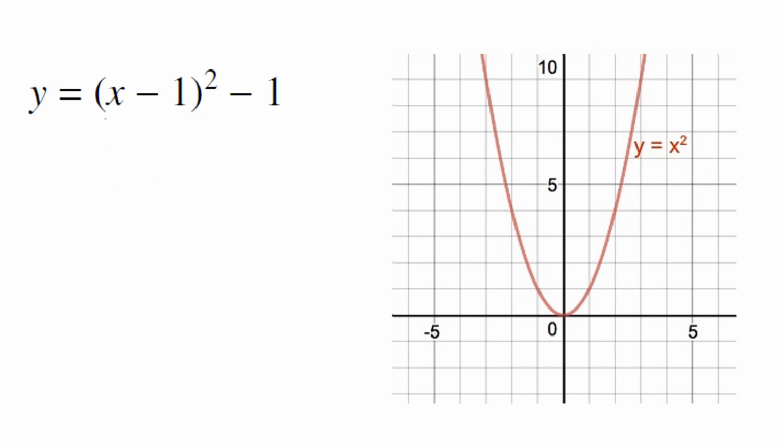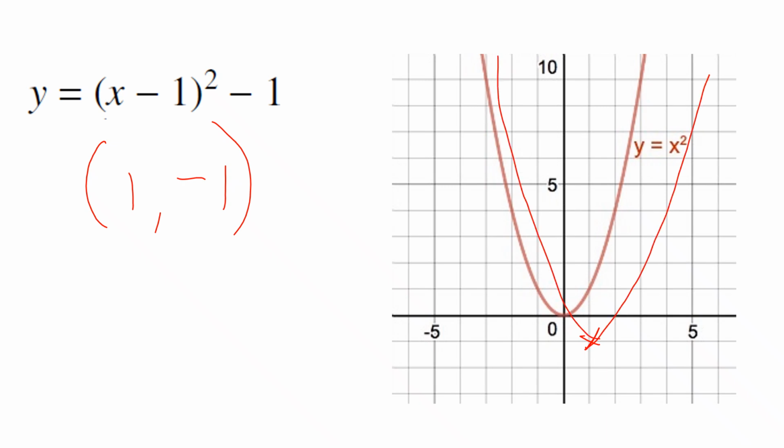Here we go. Our turning point is going to be (1, -1). There's no dilation factor, again, so we don't need to worry about that. So we go, x is 1, y is -1. So now our turning point is down here. So our graph will be down here. Sorry, that's a bit wonky, that one.